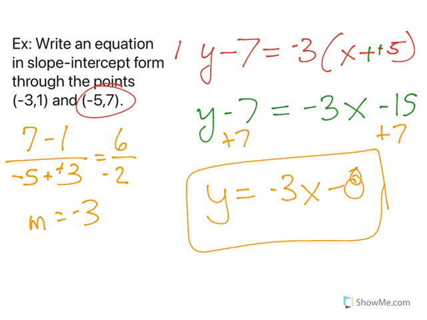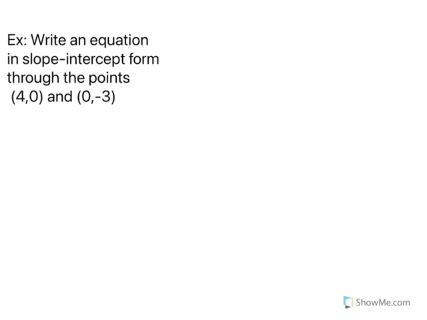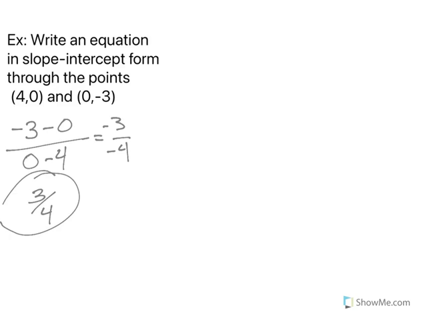So you'll notice you have to start in point-slope form first. You distribute, move the value away from y, and then you're in slope-intercept. Write an equation in slope-intercept form through the points (4, 0) and (0, -3). So we have ourselves here our x- and our y-intercepts. So again, let's find slope. Negative 3 minus 0 over 0 minus 4. So this gives me a negative 3 over negative 4. Two negatives is a positive. So 3/4.